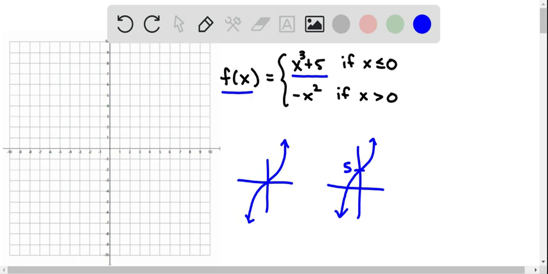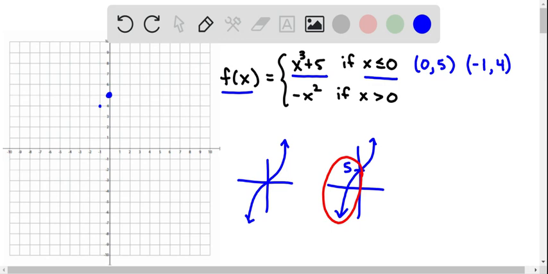Okay, now we're just going to graph the piece where x is less than or equal to 0, so we're going to be graphing something like this. So if x equals 0, we have 0 to the third power plus 5, and that's 5. So we're going to start at that point. And then for another point, suppose we substitute x equals negative 1 in there. We can use whatever we want as long as it's less than 0. Negative 1 cubed is negative 1 plus 5 is 4. So we're going through the point negative 1, 4.